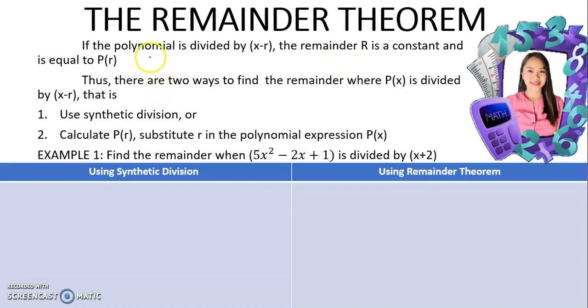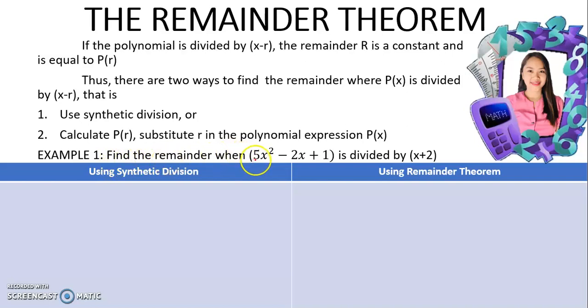Ibig sabihin, if the polynomial daw is divided by a binomial, mahanap natin yung remainder by simply substituting r, itong nasa divisor, sa given p of x. Or that is by calculating the p of r. There are two ways to find the remainder when p of x is divided by x minus r. You can use the synthetic division yung na-discuss natin last time, or you can calculate p of r, or itong remainder theorem.